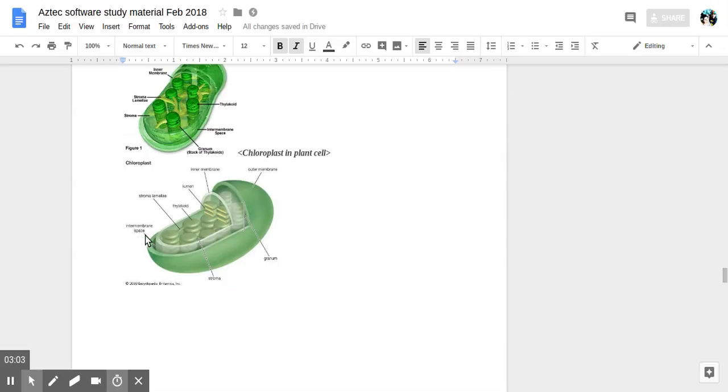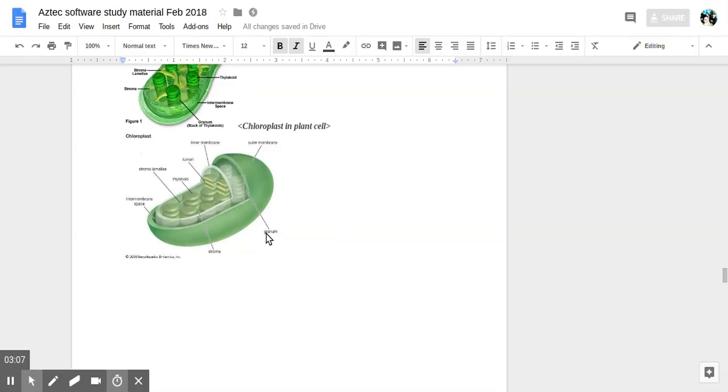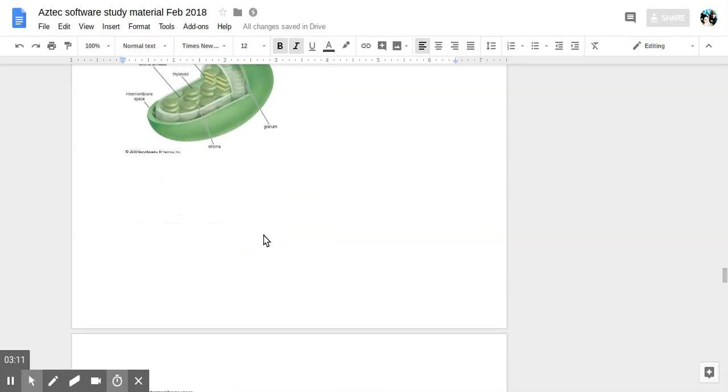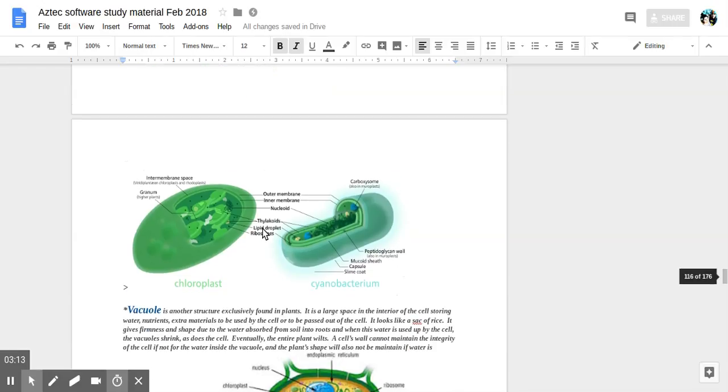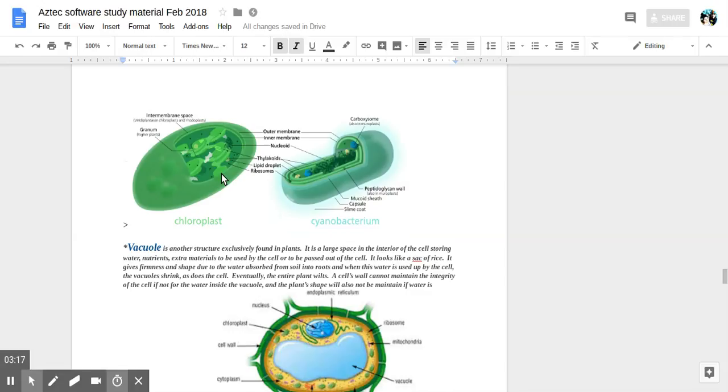So, intermembrane space, stroma. If you want to look at more of these pictures and stuff, they have a lot of info on Wikipedia and Google. That's where I got a lot of this info. So, intermembrane space, it says chloroplast inside the chloroplast granum.